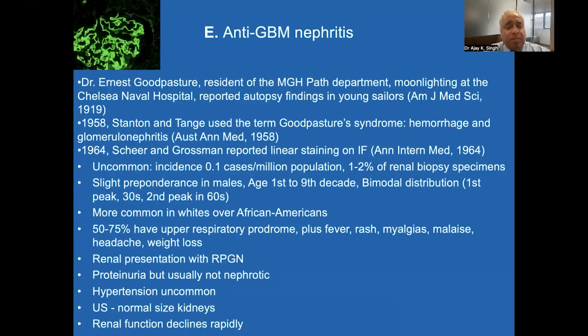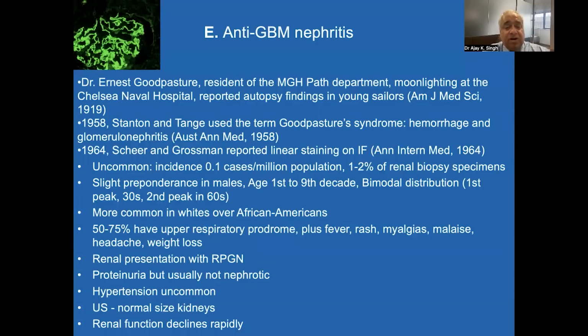Described by Dr. Ernest Goodpasture, and the syndrome named after him. He was a resident of the Mass General Pathology Department who was moonlighting at the Chelsea Naval Hospital, who reported autopsy findings in young sailors. In 1958, Stanton and Tang used the term Goodpasture syndrome to give credit to Goodpasture, who described this originally, and it basically said that this syndrome comprised pulmonary hemorrhage and glomerulonephritis. In 1964, Shear and Grossman reported linear staining on immunofluorescence. And the basic information about this, it's very uncommon.